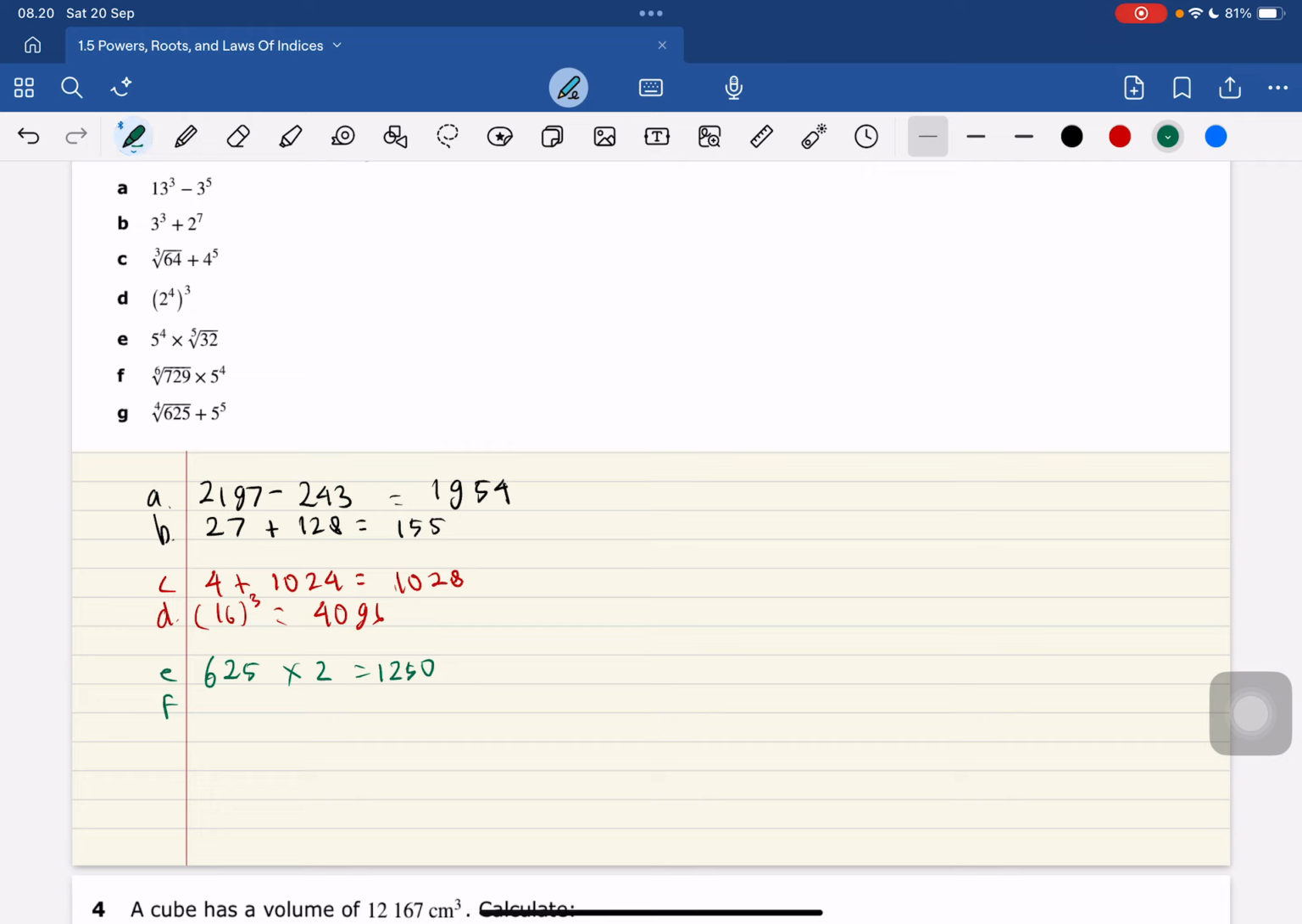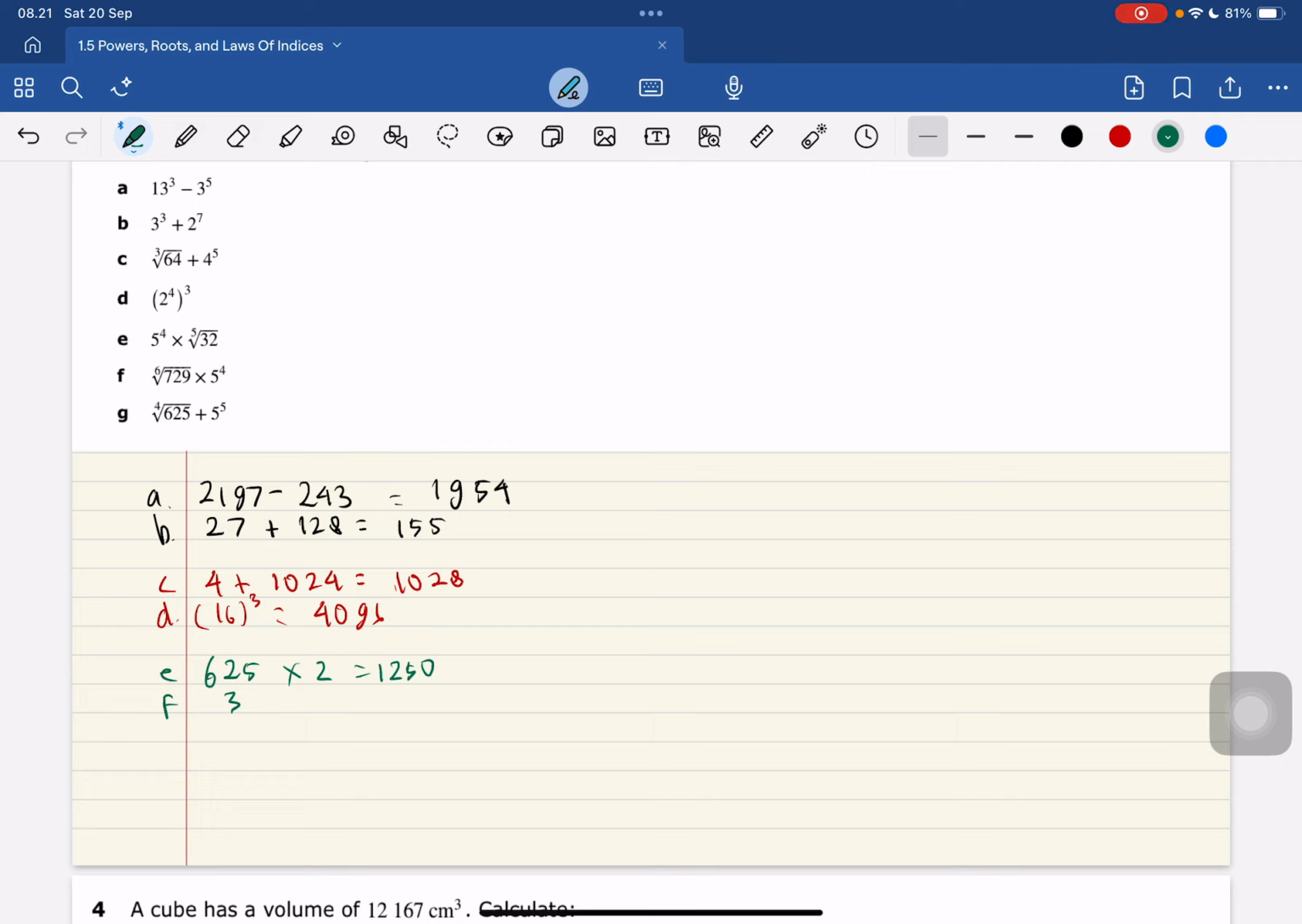What number, if we multiply it with itself 6 times, equals 729? So let's check it. 729. So what number is it? Let's check it. Let's check it multiplied by 2. 729. Okay, so this is 3, because 3 multiplied by itself 6 times is going to be 729.